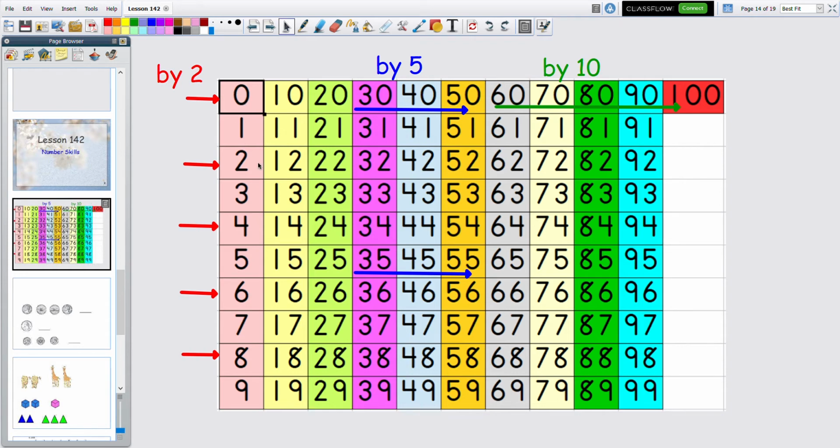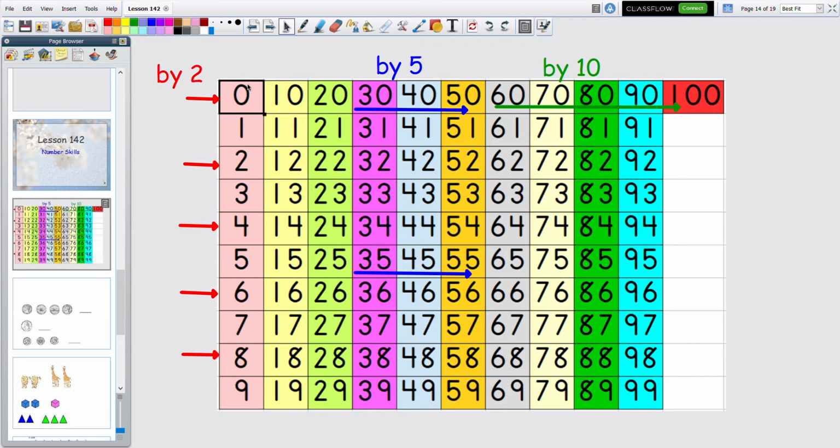Ready? Here we go. 2, 4, 6, 8, 10, 12, 14, 16, 18, 20, 22, 24, 26, 28, 30. Now we're going to count by fives. 35, 40, 45, 50, 55, 60. Now we're counting by tens. 70, 80, 90, 100. That was quite different. Let's try that one more time.